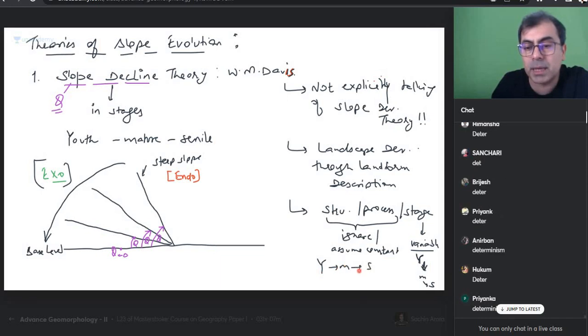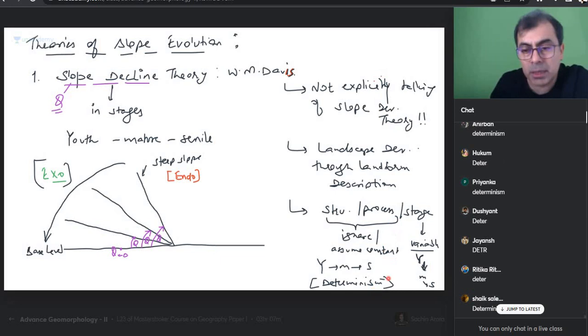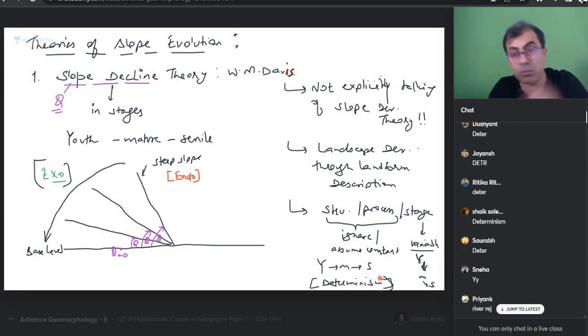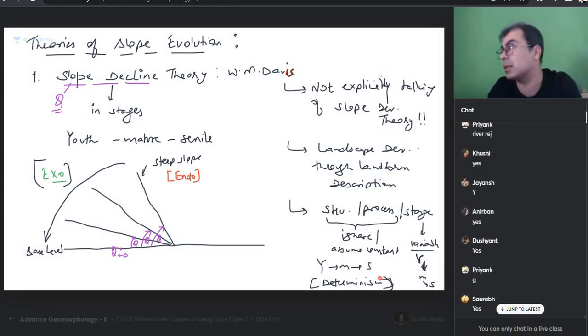यूथ, फिर मैच्योर, फिर सिनाइल. This is deterministic. I want to tell you that landforms, even in senile, because remember potential energy changes, rejuvenation can happen or not? It can happen. वो नहीं मानते, उनके लिए नहीं मानना. So that's what we are saying.